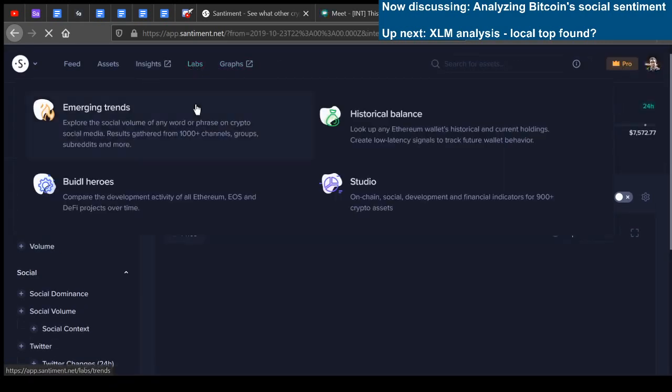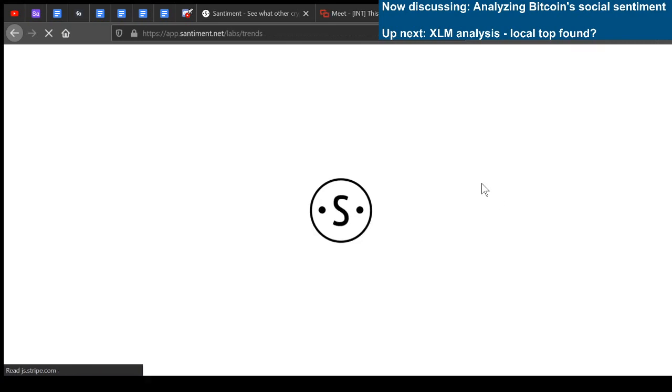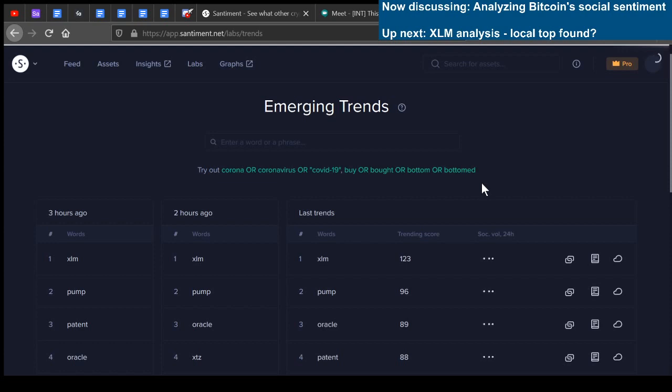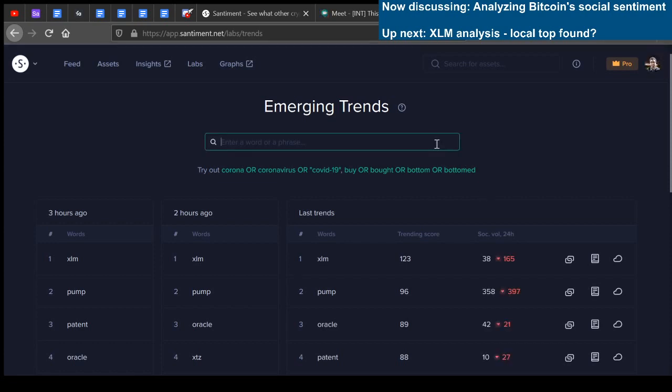So let me just quickly present my screen and show you a few interesting tidbits that I found by looking at our emerging trends tool today. Using that same social data set that I mentioned a minute ago, you can enter any word or phrase, and you'll get in return the amount of mentions of that word or phrase on crypto specific social media over a set period of time.